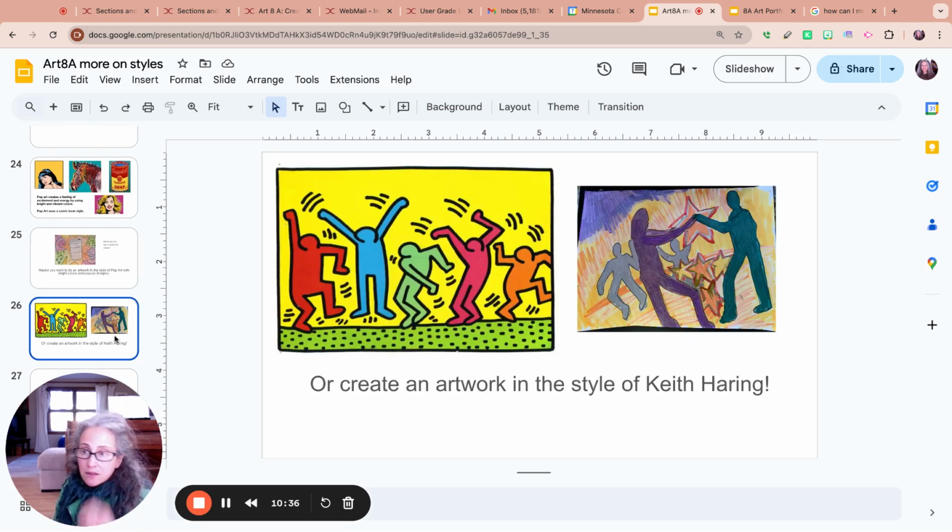Keith Haring, another pop artist, you could do one in the style of Keith Haring. We drew figures in class this semester, simple figures, no details, colored in solid colors, in motion.